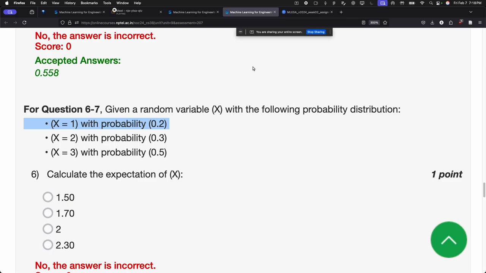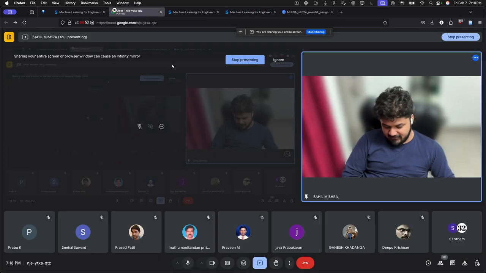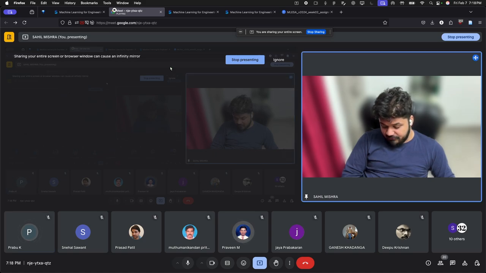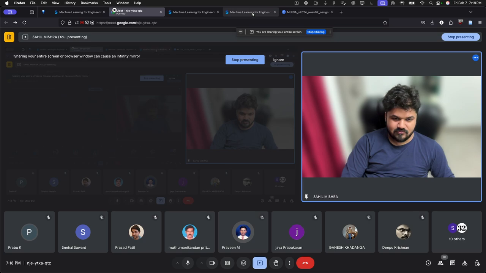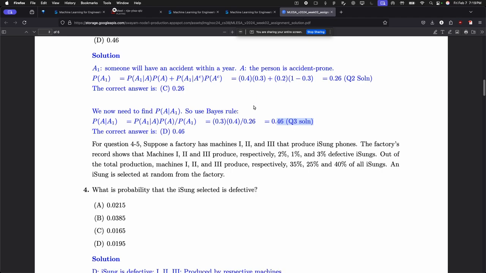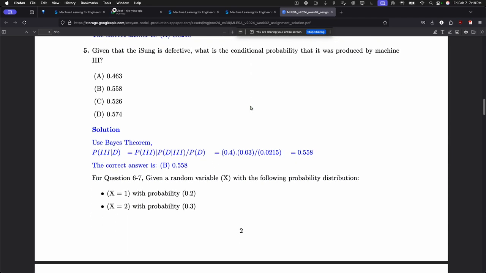Hello, am I audible? How will you find the expectation? Summation of probability will always be 1. So you mean the expectation is 1. Yeah.